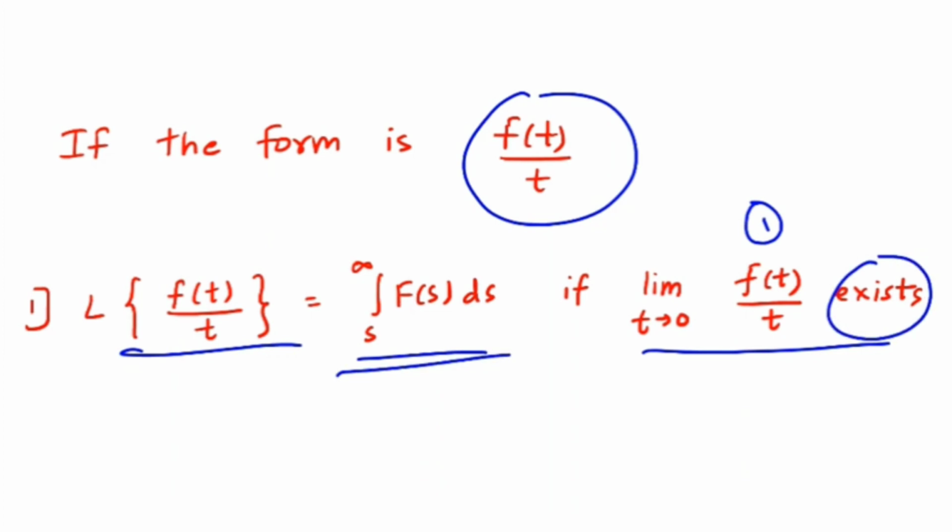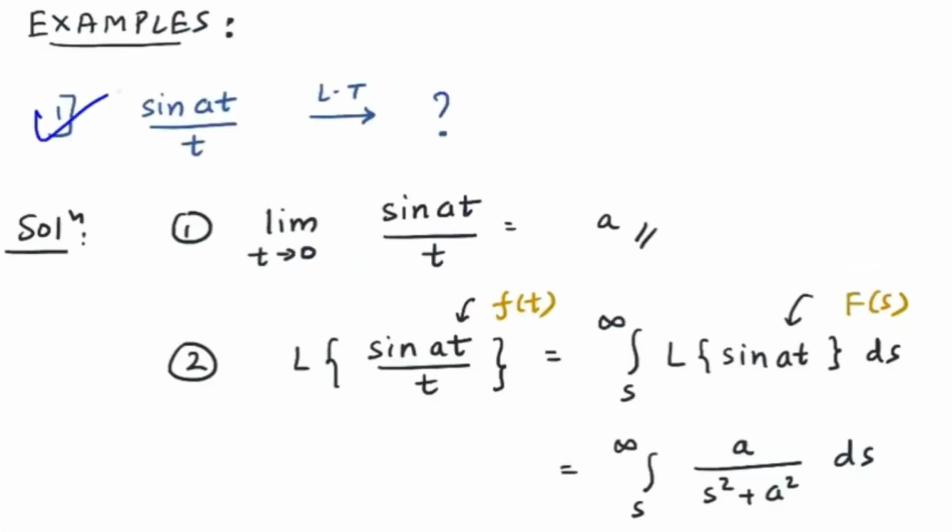Let us understand this by an example. The first example is sin at upon t. Tell me what would be the Laplace. So yes, this is of the form f of t upon t. The first task is to check the limit. So limit t tends to 0 of sin at upon t, the answer would be found by just multiplying and dividing with a.